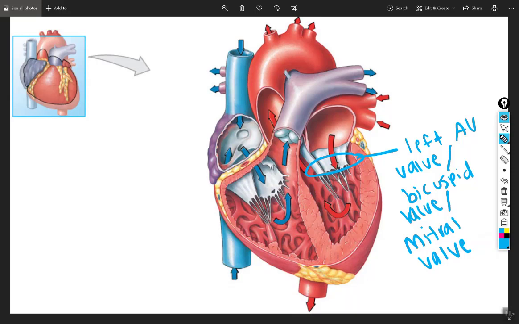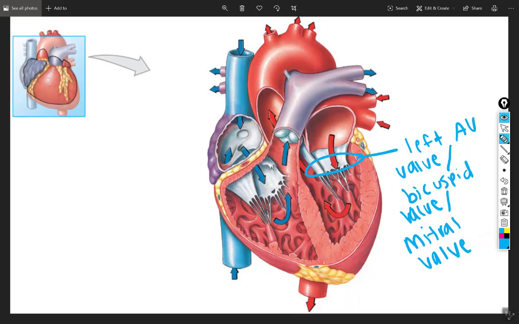Left atrioventricular refers to its position, both on the left side and between the atria and the ventricles. Bicuspid refers to the fact that the valve has two cusps or flaps. And mitral refers to the fact that for some reason somebody thought this valve resembled a mitre, M-I-T-R-E, excuse me. A mitre is the hat that the Pope wears. That's what that thing is called. So someone looked at that valve and was like, aha, Pope hat. I respectfully disagree. I don't see a Pope hat in there at all.